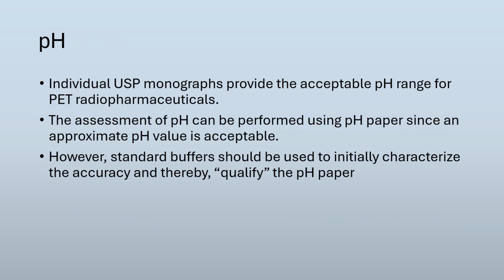pH is also important to check for any radionuclide that's being injected intravenously. The individual USP monographs provide the acceptable pH range for the PET radiopharmaceuticals. You can find this acceptable range listed in a package insert. Assessment of pH can be performed using pH paper, and standard buffers should be used to initially characterize the accuracy and therefore qualify the pH paper when it's used.